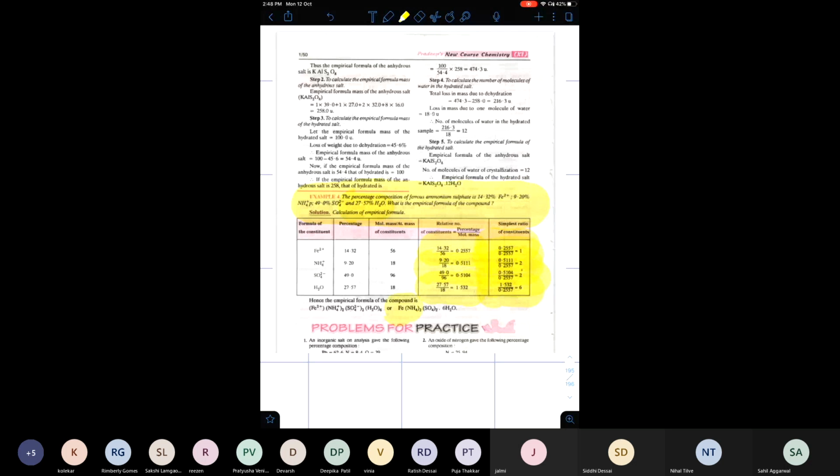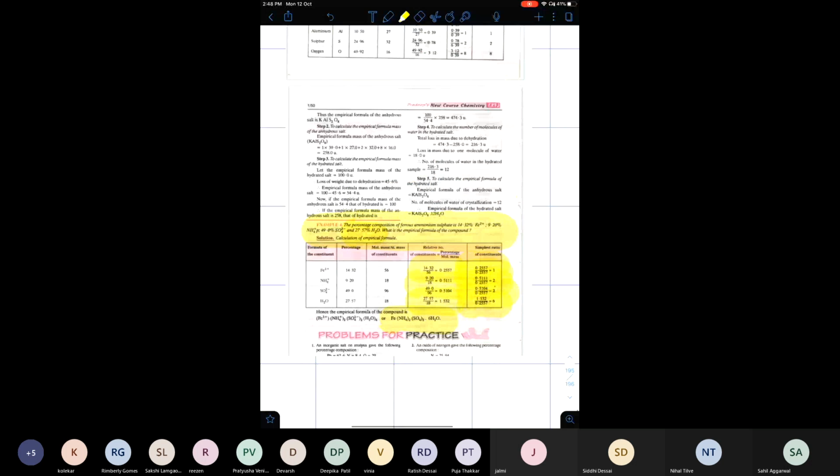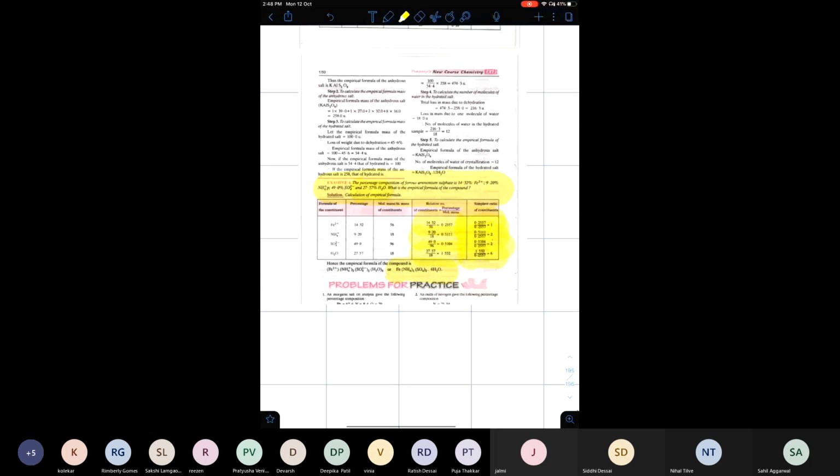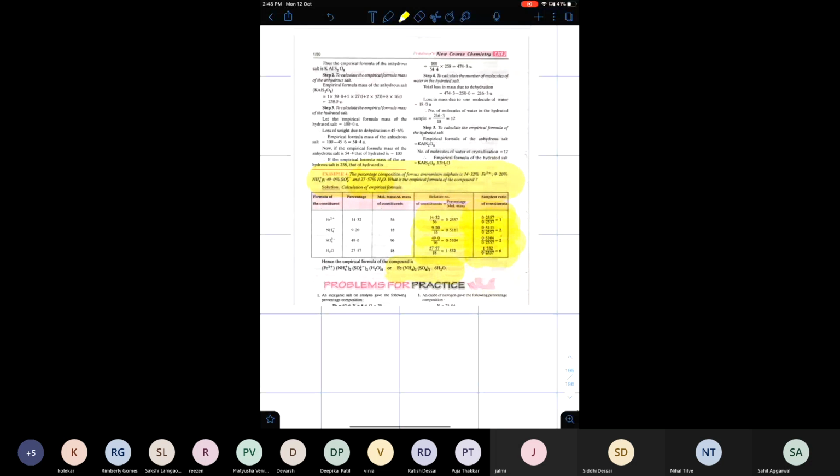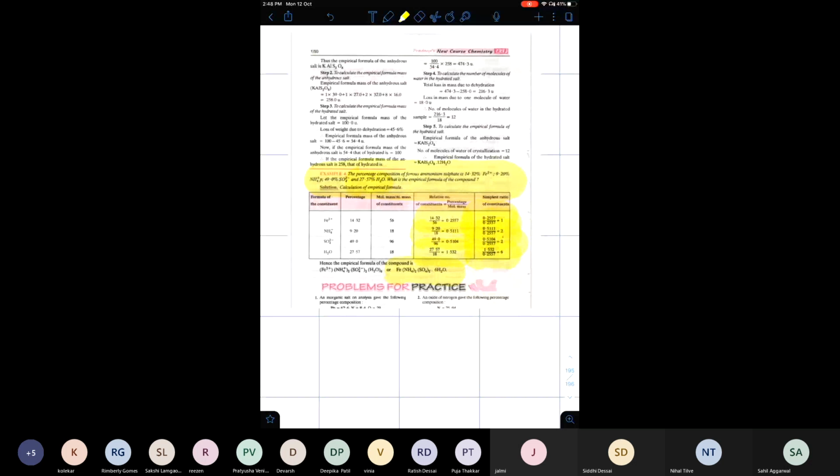Just read this question. No need to solve it, because such a bigger calculation won't be asked in the main exam. Just read it. Even if water comes, you will be able to solve it.